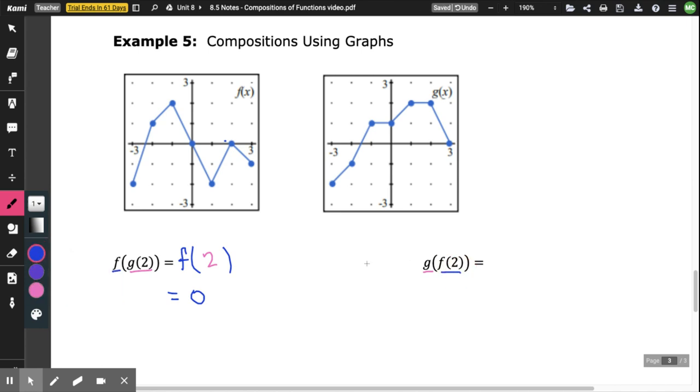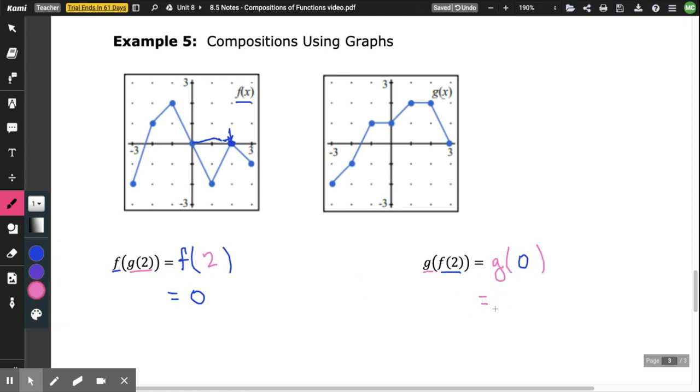My inside function this time is f of 2, so I need to evaluate that first. So that means I need to go to the function called f, this one over here. I go to where x is 2, which is right here, and then find the y value that corresponds to that point. So the y value that corresponds to this point on the graph there is 0. So this would be 0.